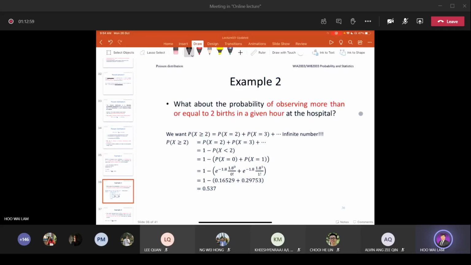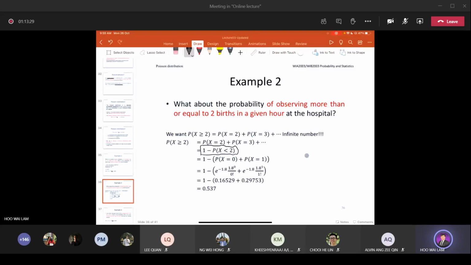How about example 2? What about the probability of observing more than or equal to 2 births in a given hour at the hospital? Oh, this is a problem for Poisson distribution. You will not be able to measure infinite numbers of it, but you are still being asked these kinds of questions. I mean, what's the probability of observing 2 or more births in a given hour? So in that case, how are you able to do it? You are using a complement rule over here.